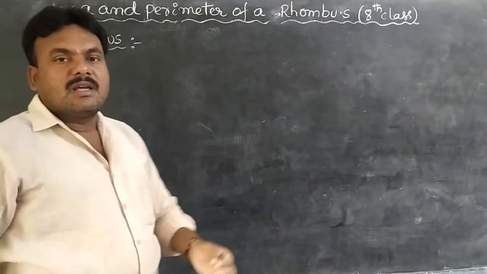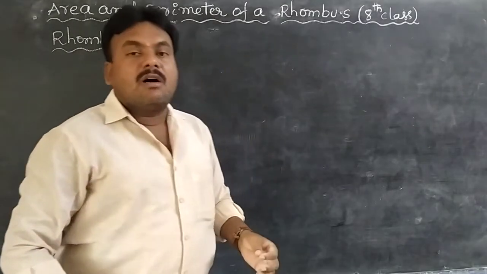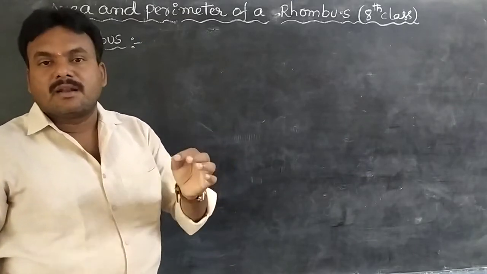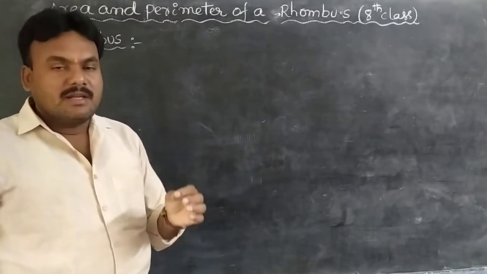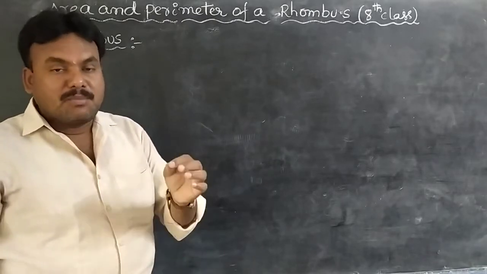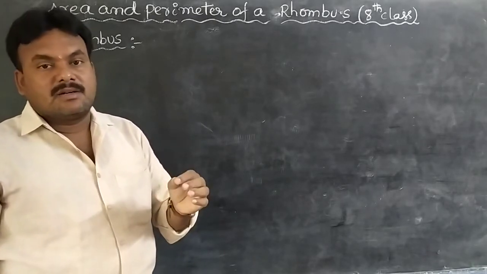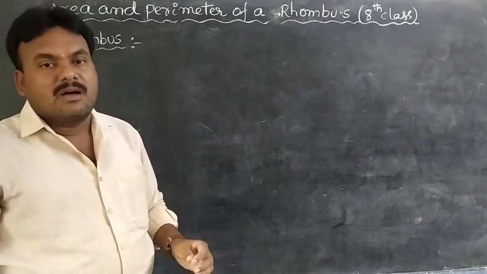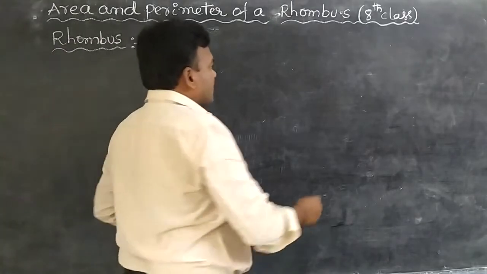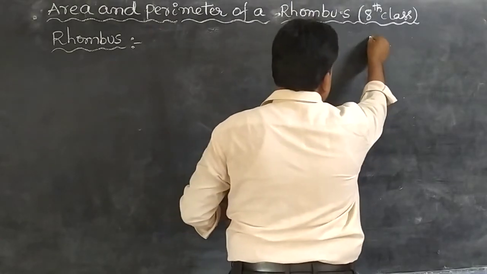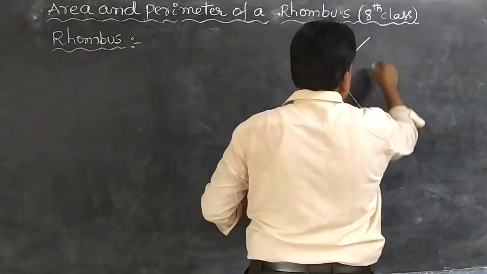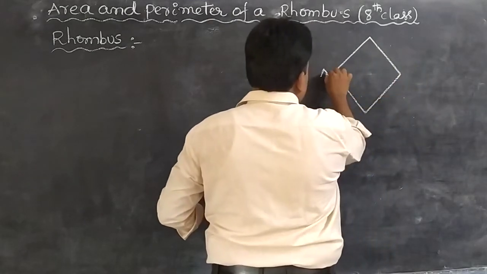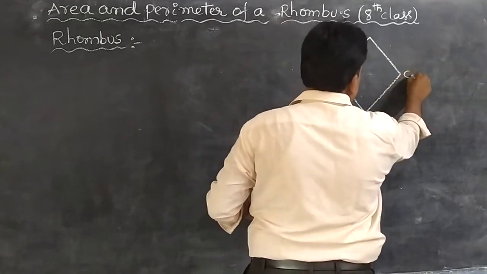Observe the definition. A quadrilateral in which all sides are equal is called a rhombus. Or, in a parallelogram, if adjacent sides are equal, it is called a rhombus. Here, students, draw a diagram like this: A, B, C and also D.